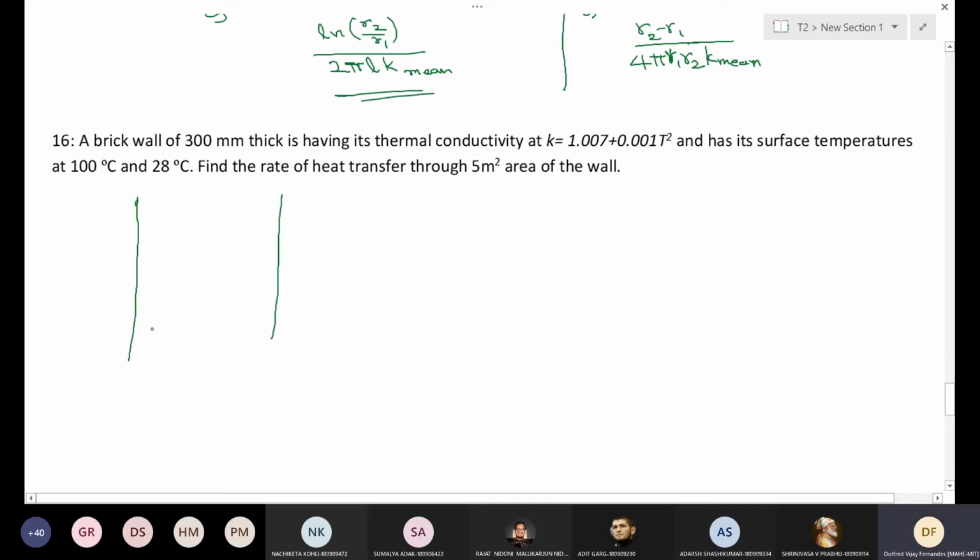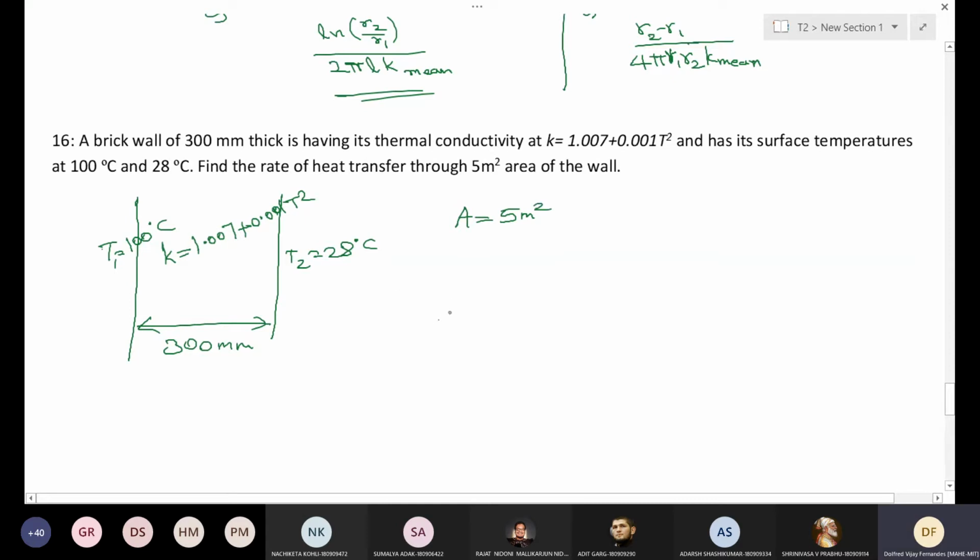The thickness of the wall is given, which is 300 mm, and the thermal conductivity K is 1.007 plus 0.001 T squared. So it varies with the square of the temperature. Area of the wall is given, and the temperature on the two surfaces is given. T1 is 100 degrees centigrade and T2 is 28 degrees centigrade. Area is 5 meters square.